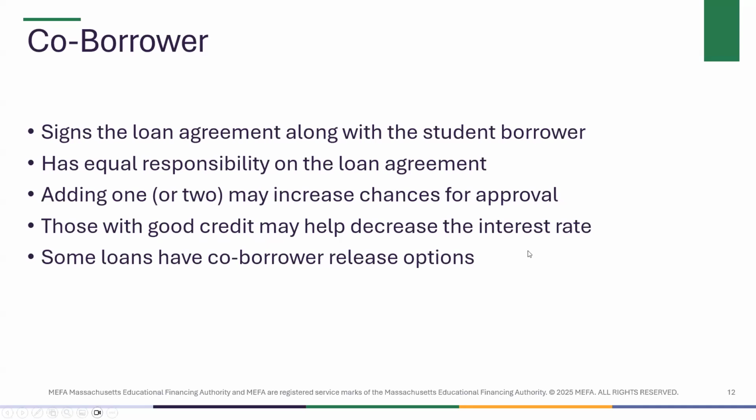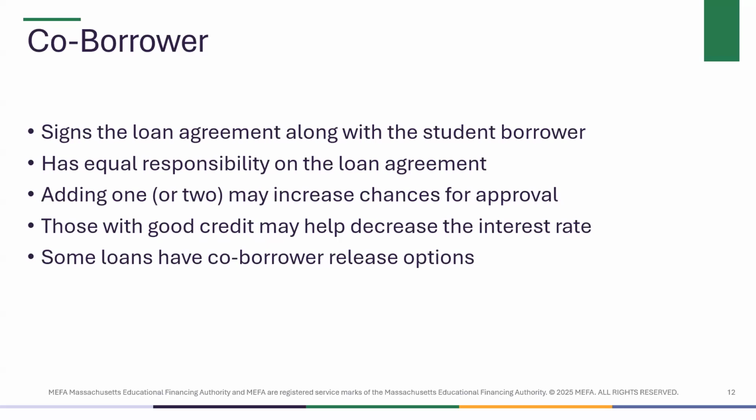Sometimes, if a parent doesn't have great credit, they might add a second parent who might have a better credit score. And with MEFA, for example, we'll look at the highest credit score to give you the lowest rate. So everybody on that loan will look for that highest credit score. So having good credit or a higher credit score can help decrease that interest rate and the overall cost.